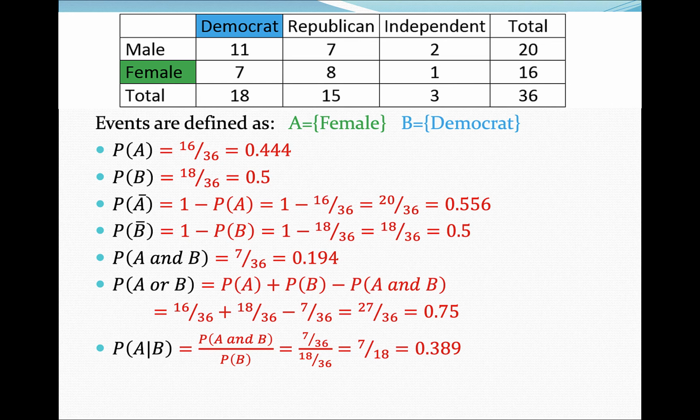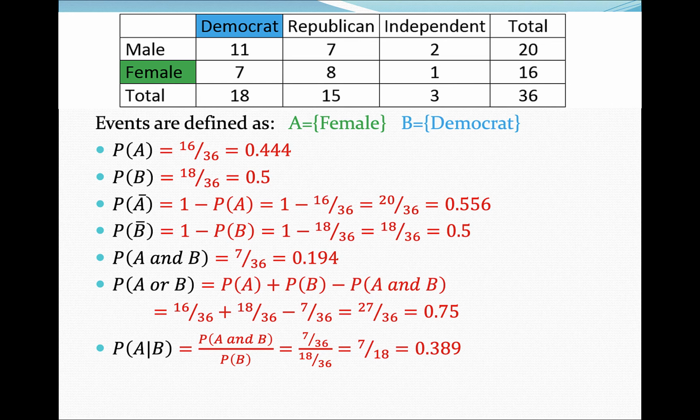You can also use the rule. The probability of A given B is the probability of A and B over the probability of B. The probability of A and B, as we identified above, is 7 over 36. The probability of B is 18 over 36, so those 36s just cancel. That's the way these always work. The denominators are just going to cancel, and then you're left with 7 over 18, which is the same thing as I mentioned before. That will give you a probability of 0.389.